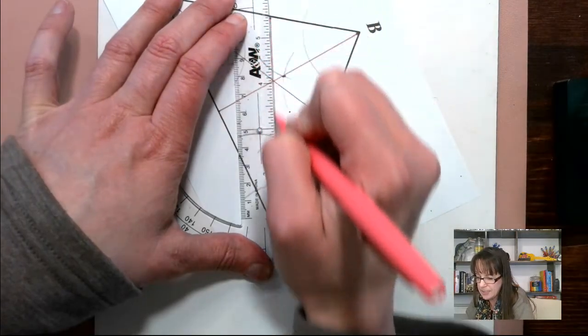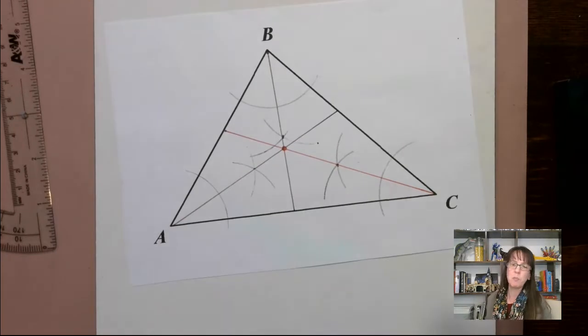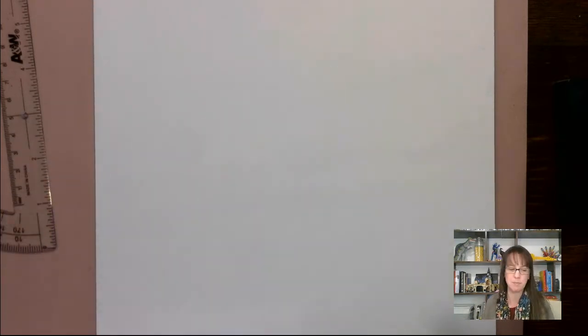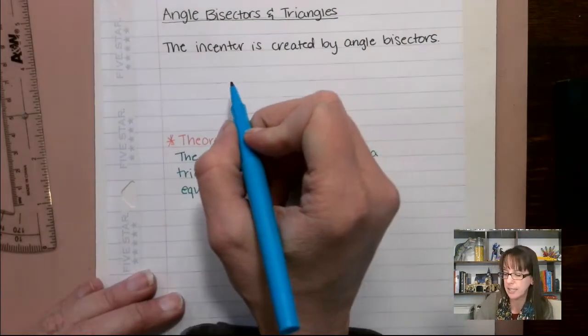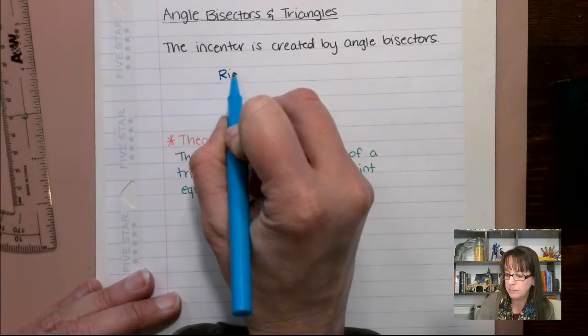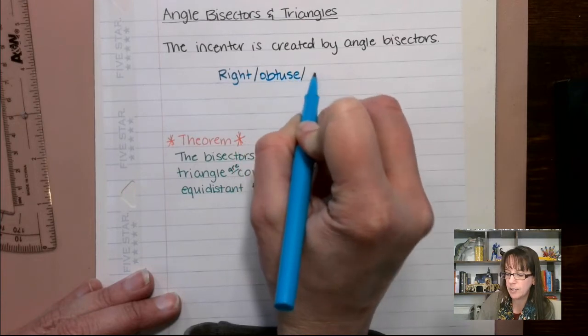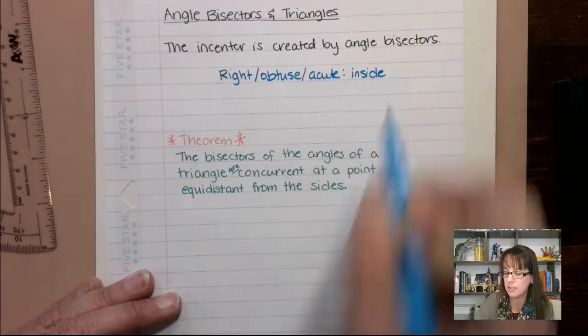So this, friends, is our incenter, and that's far more accurate than folding, especially when you have those really tiny ones. So that is our incenter of this triangle. Now let's take some notes for that. So for our incenter, it is created by angle bisectors. And now the other important thing that we have here is on a right triangle, on an obtuse triangle, and on an acute triangle, they are all inside the triangle, inside the triangle.